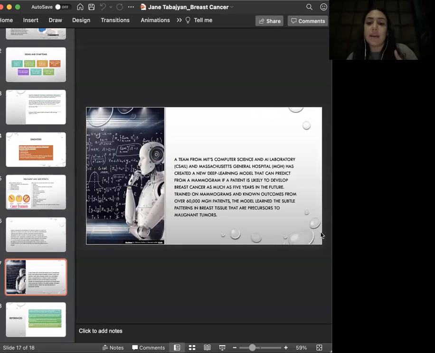In this last slide, I have mentioned the AI model I spoke about in my previous slide, which is able to detect if a person is likely to develop breast cancer as much as 5 years in advance just by examining a patient's mammogram.